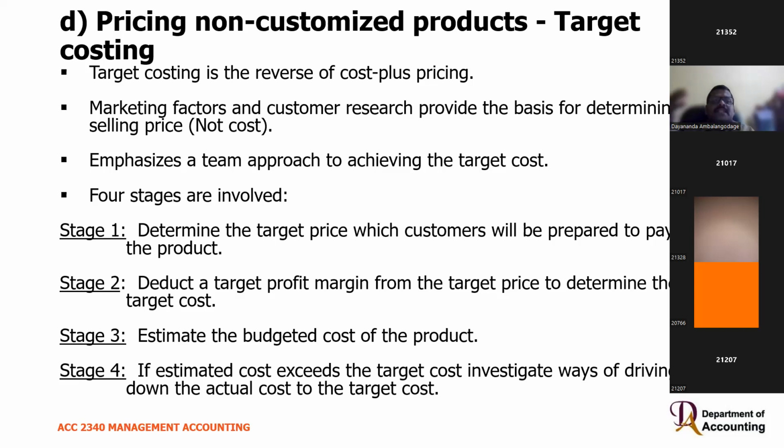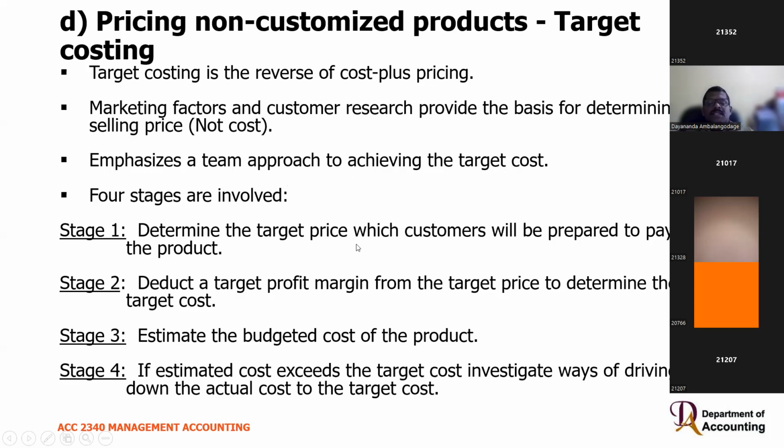That's the meaning. So you start from the market. What is the price customers are ready to pay? Based on that, you start from the market. Marketing factors and customer research provide the basis for determining the selling price, not the cost. Cost is not important when doing the target costing approach. Emphasize a team approach to achieve the target cost. So you need teamwork to get the target cost.